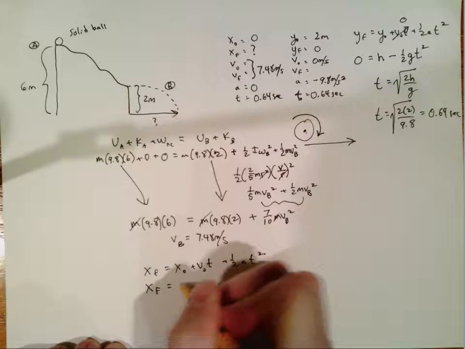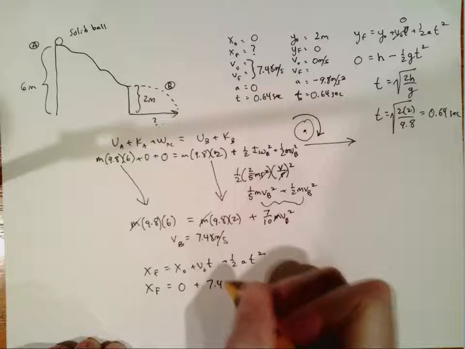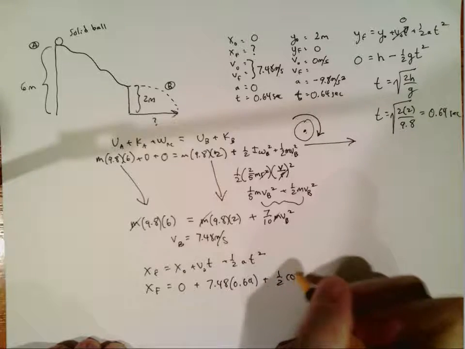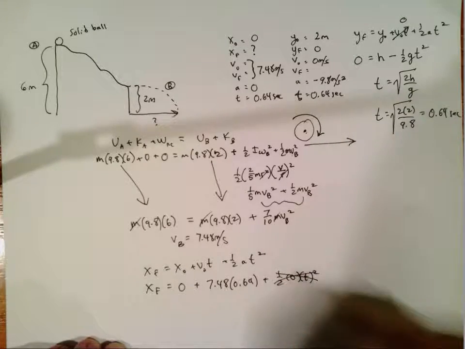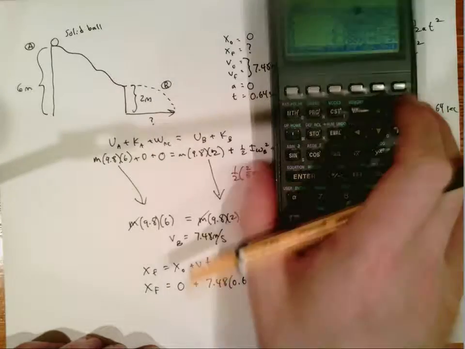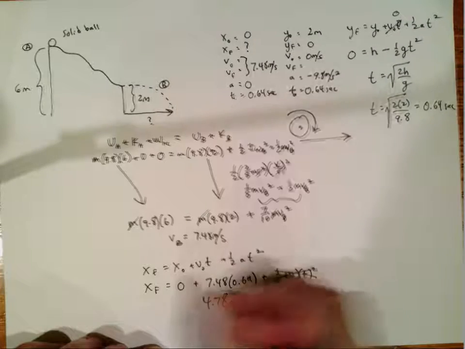So xf equals 0 plus 7.48 times 0.64 plus 1/2 times 0. Doesn't matter what the time is because of that 0 there. So it's really just 7.48 times 0.64, and I'm getting 4.78 meters for the final answer.